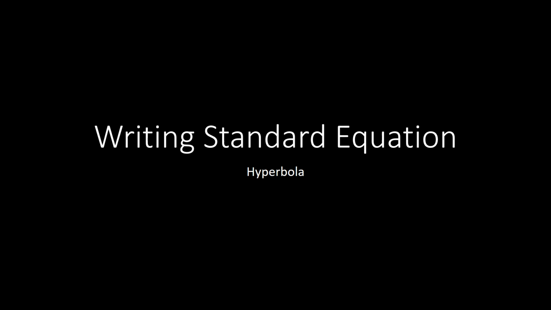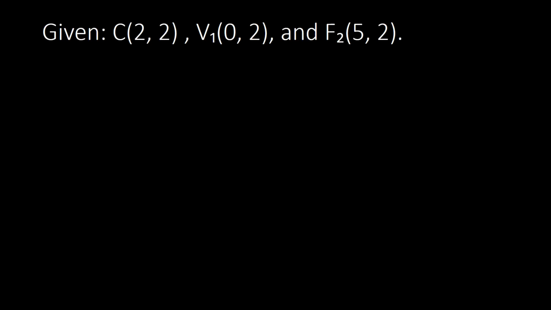This time, we're going to talk about writing the standard equation of a hyperbola using the distance and the midpoint formula. Okay, let's start with the first given. We are given the center at (2, 2), vertex 1 at (0, 2), and focus 2 at (5, 2). Without graphing this one, we can actually use the midpoint or the distance formula to get all the information that we need so that we can write our standard equation.